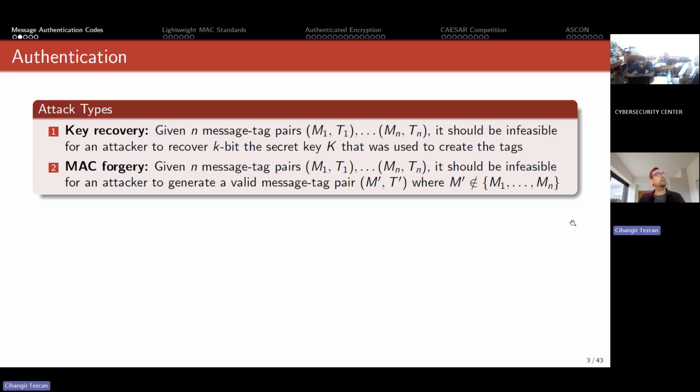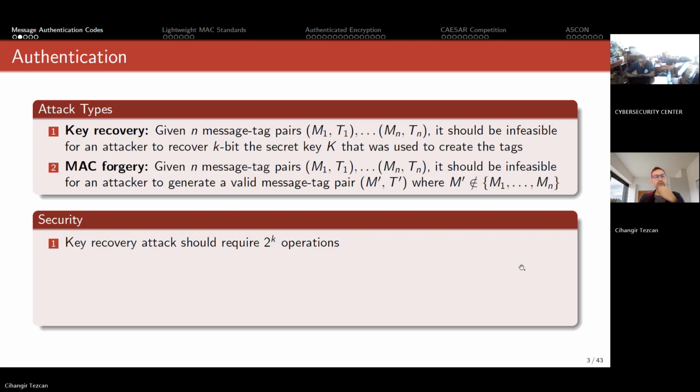So here, the attacker might try to do this. They collect n message tag pairs: M1 with tag T1, M2 with tag T2, Mn with tag Tn. Now it should be infeasible for an attacker to generate a valid message tag pair M prime and T prime, where M prime is not a previously sent message. So if you can do that, you forge a message. And of course, if you perform the first attack, meaning key recovery, then you can forge everything, right? But sometimes these algorithms are weak in the sense of forgery. So even if you cannot capture the secret key, you can provide MAC forgery.